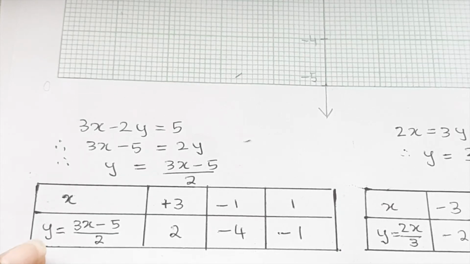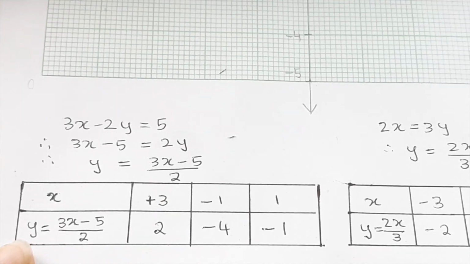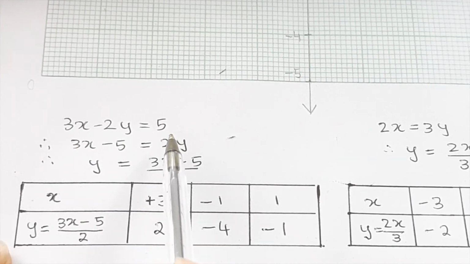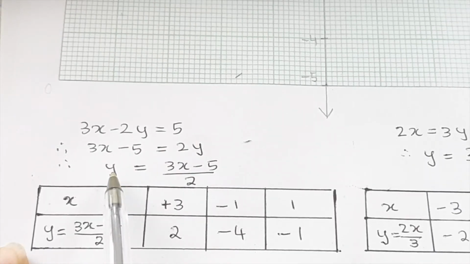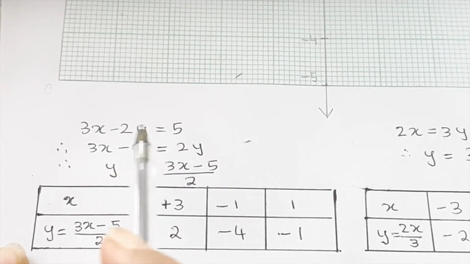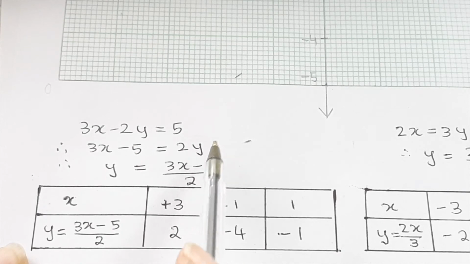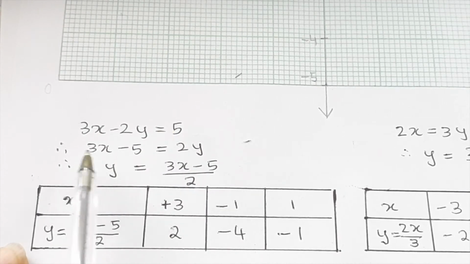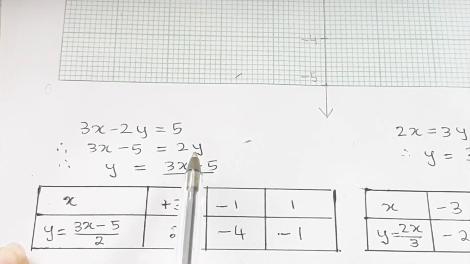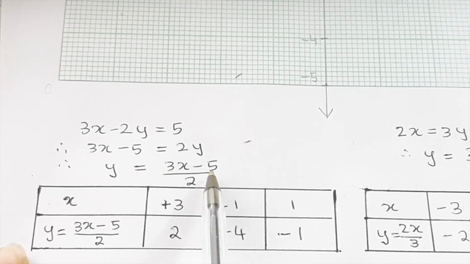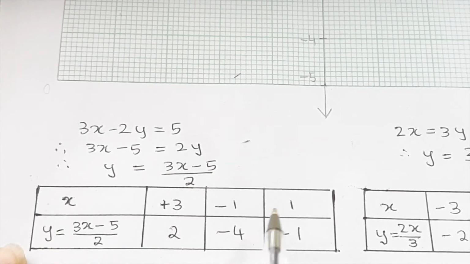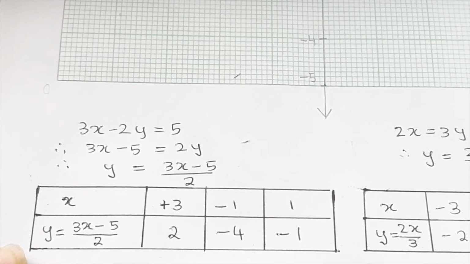For our graph question, that is 8c, we will first write the equations and make y the subject of the equation. Take 2y to this side so it becomes positive, and 5 comes to this side, so it becomes 3x minus 5 equal to 2y, and so y is equal to (3x minus 5) upon 2. Then we have to make the table because we have to plot the values.